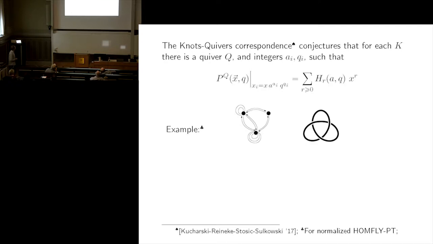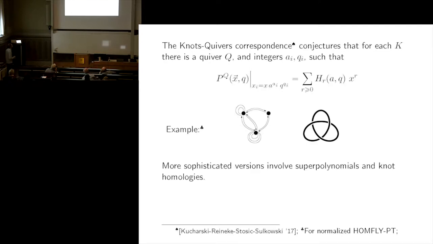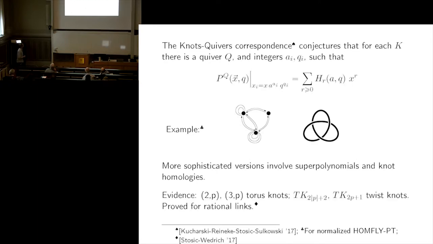Now, in fact, this is only the most basic version of the knot-quiver correspondence. There are more sophisticated statements in the original paper involving refined knot invariants as well as knot homologies. And as far as evidence goes, there's pretty convincing evidence. So they provide quivers for infinite families of torus knots, all families of twist knots, and later on there appeared a proof for a class of links known as rational links. So the evidence is fairly compelling to us.